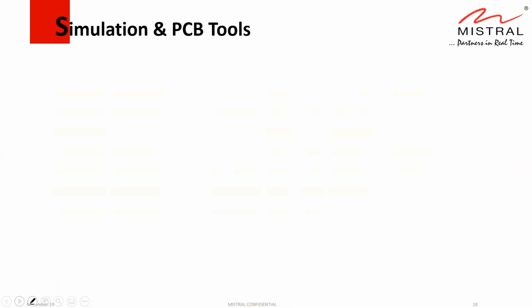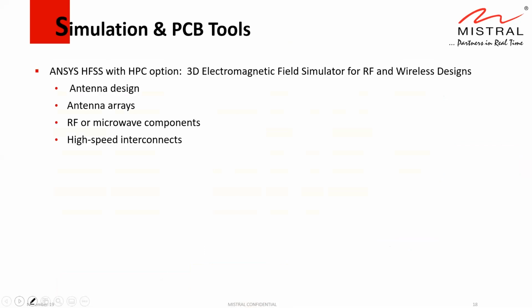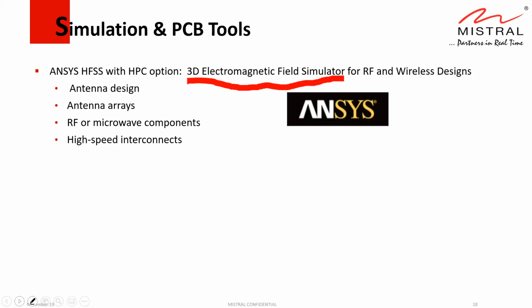What kind of simulation and PCB tools do we recommend for design? For antenna design and high-speed interconnects, we suggest using a 3D electromagnetic field simulator. These tools are available from ANSYS and some other companies, and we suggest going with ANSYS. It gives good antenna design capabilities and simulation aspects.